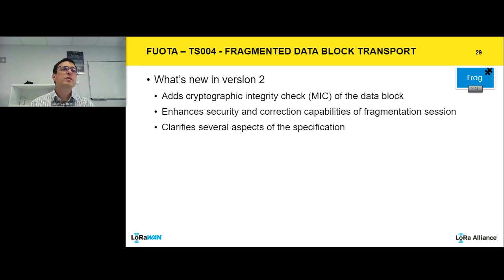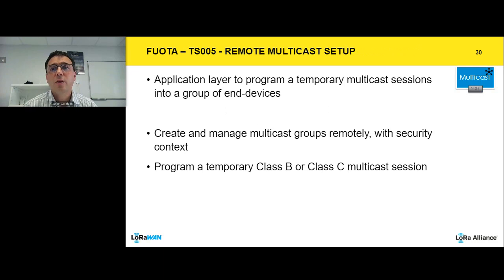Okay, let's move on to the multicast session. So that's the remote multicast setup specification, the technical specification number 5. It's again an application layer, which is there to program a temporary multicast session into a group of end devices. So that's the one where we create and manage multicast groups remotely with the security context.